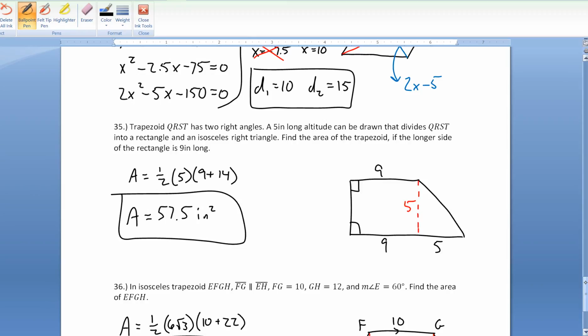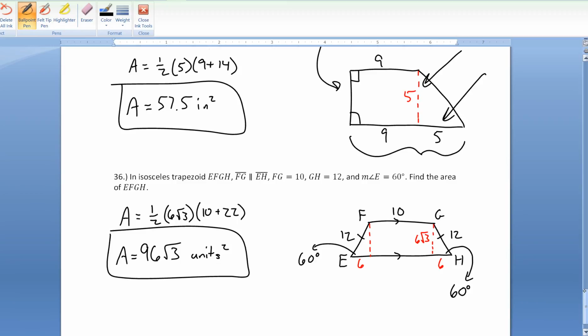This one, we draw the trapezoid. It's got 2 right angles. It tells me that the altitude is 5 inches long. But it also creates an isosceles right triangle, which tells me that if this is 5, this is also 5. And so then from there, what I can do is come up with the area of this rectangle and then the area of the triangle separately, or I can do my theorem, just understand that this guy right here, that's a total of 14, and so that's where I get my two bases from. Okay?